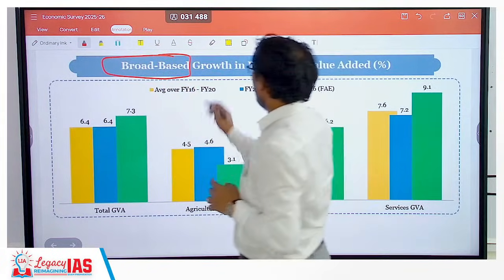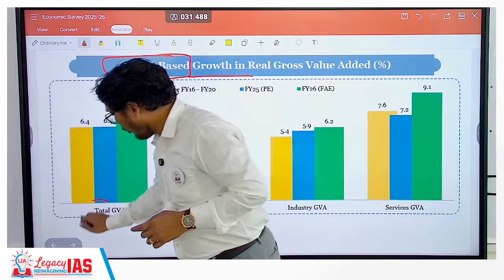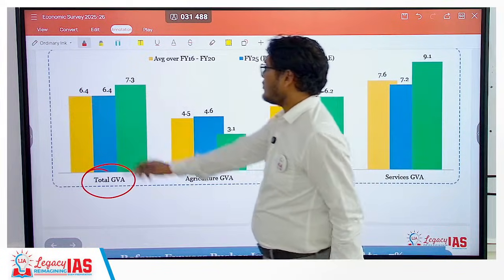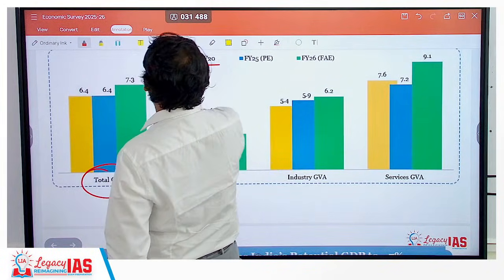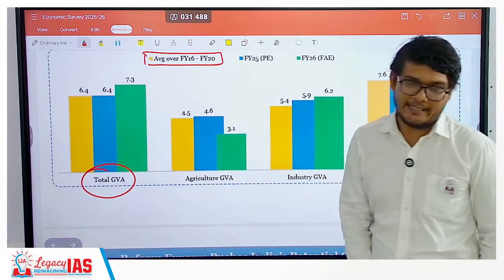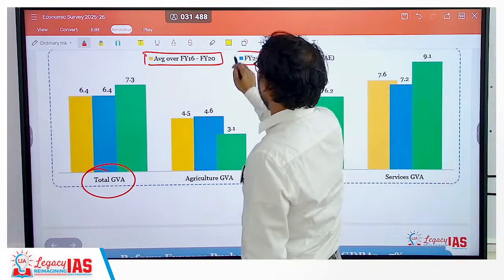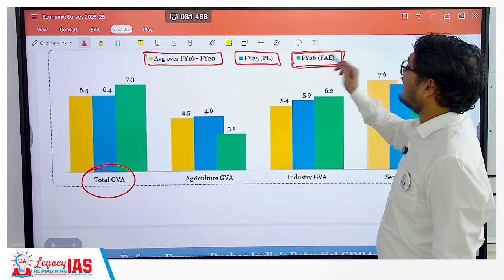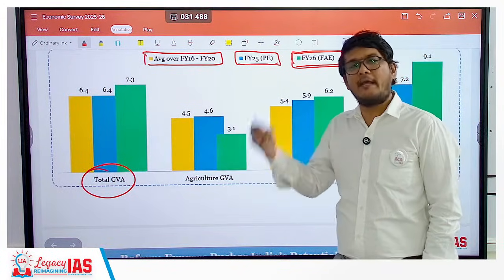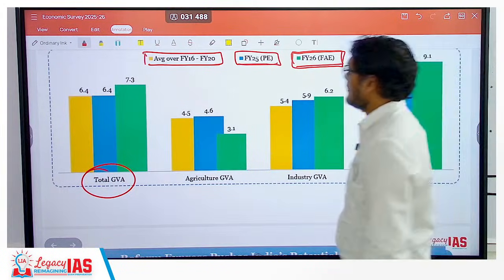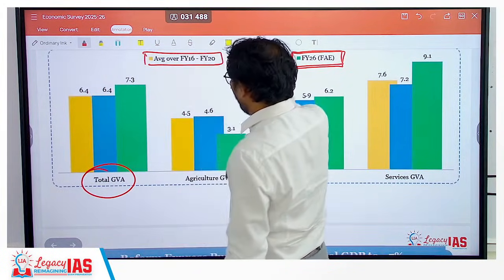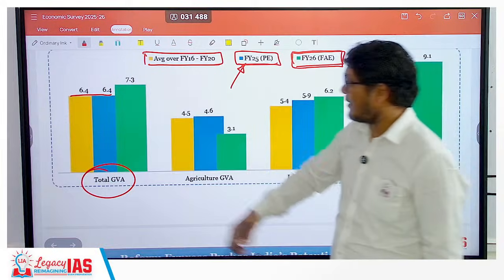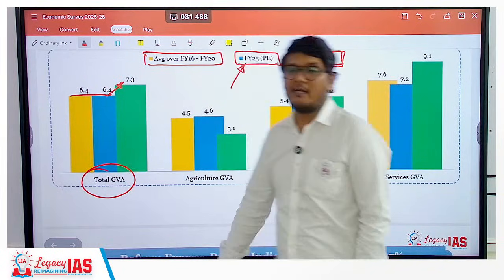So if you look at our growth in general, this is the total gross value added. So we are talking about the economy as a whole. This yellow basically is related to the average over financial year 2016 to 2020. Then you have the blue, that is the financial year 2025. And then you have the green, which is going to be the advanced estimate, means estimate which is made beforehand. So let us see what it is. For the year 2025, you can see that the economy has maintained the gross value addition, and the future is bright. As we can see, it might lead to 7.3%.